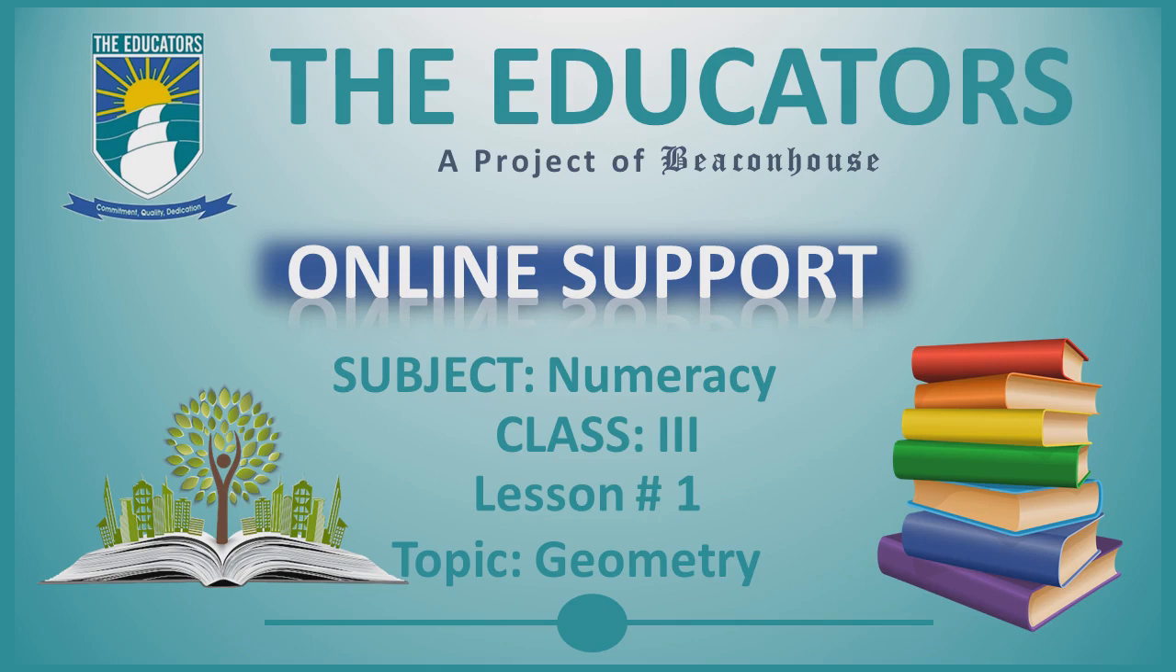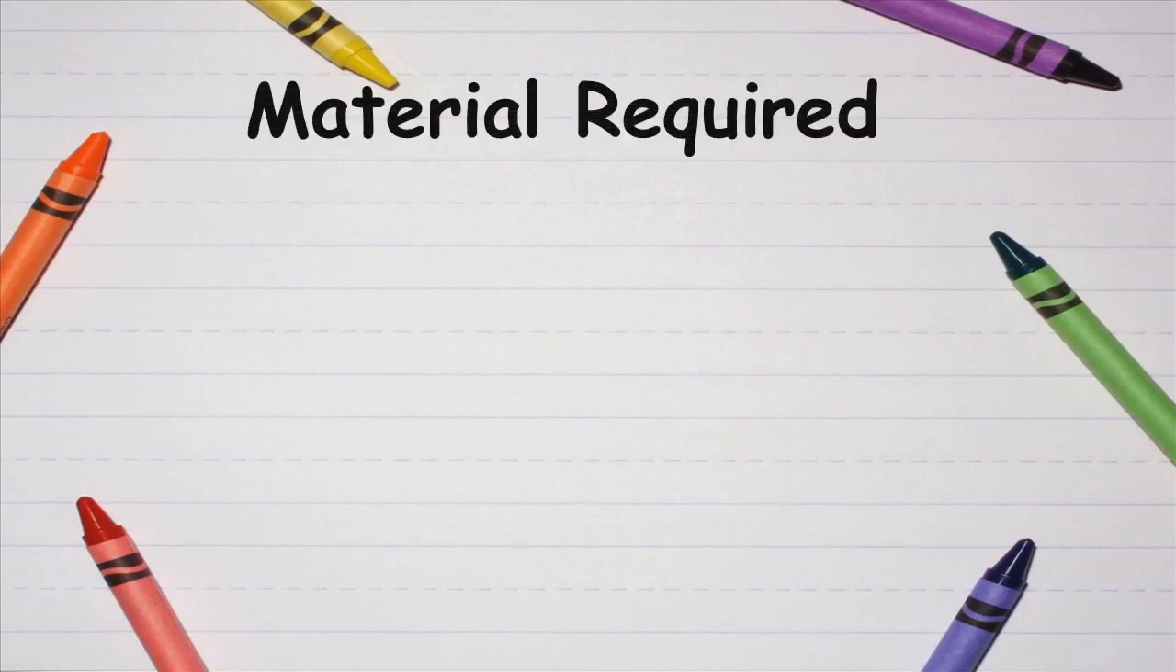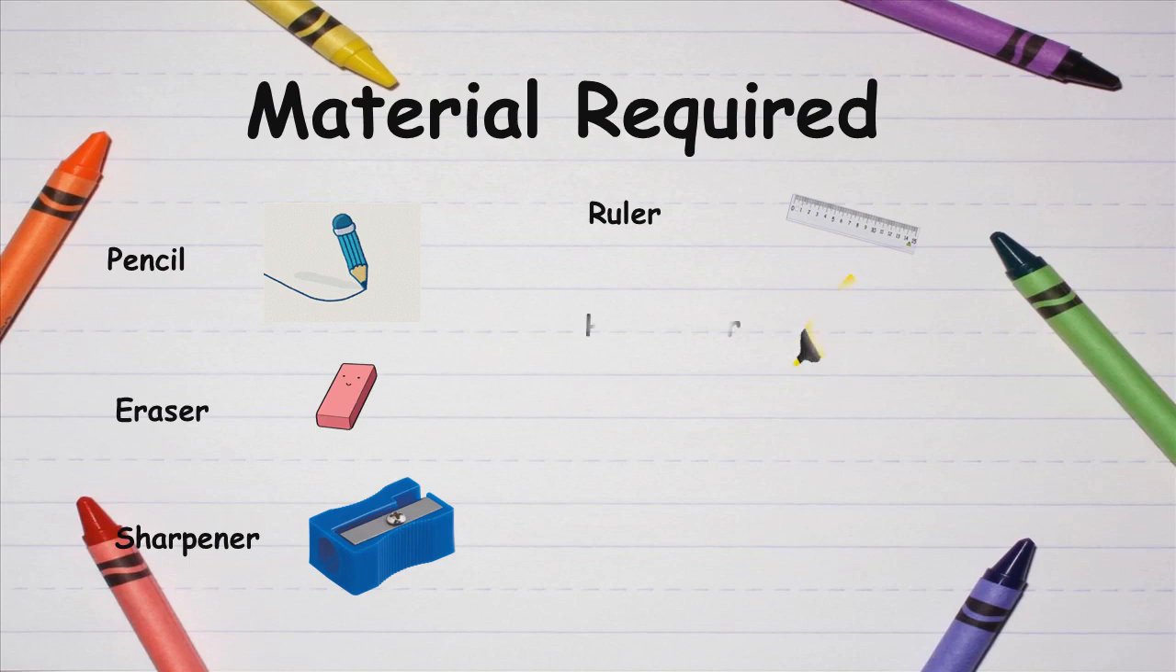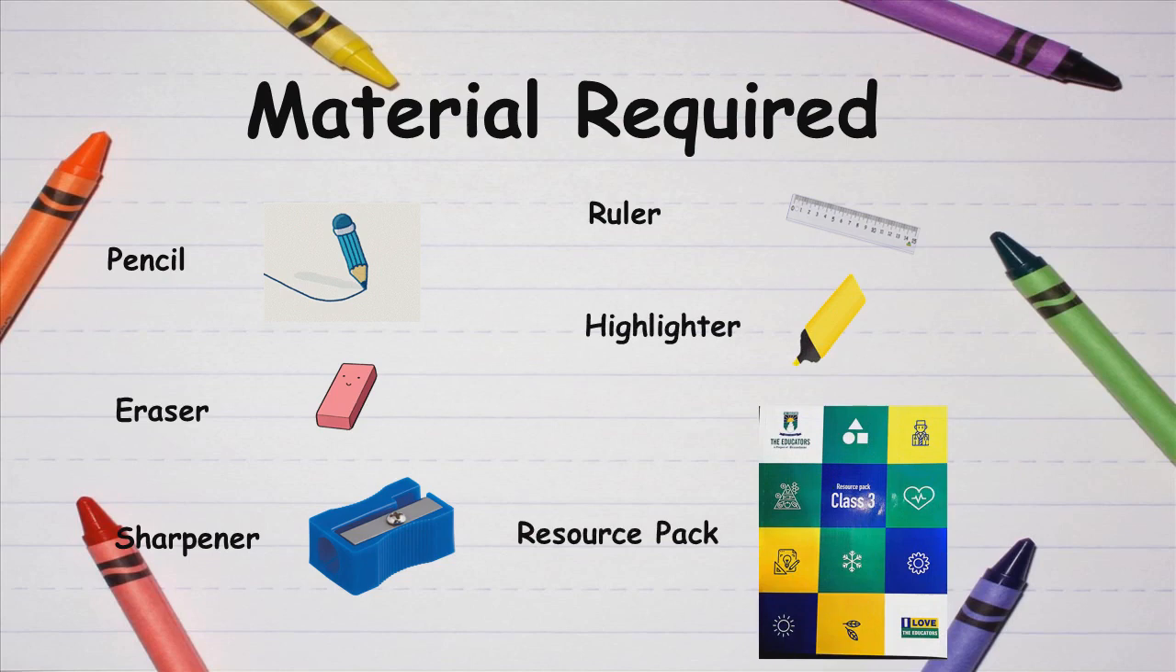Today we are going to start lesson number 1 of numeracy, and today our discussion topic is geometry. Material required for this lesson is lead pencil, eraser, sharpener, ruler, highlighter and resource pack. I hope you have prepared all these things and ready for lesson.